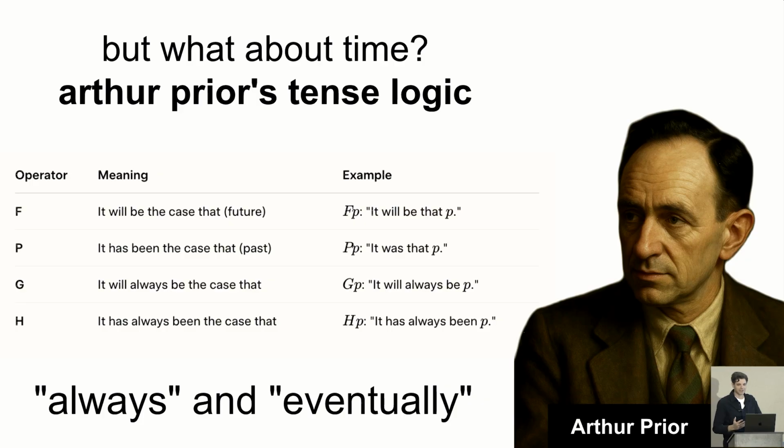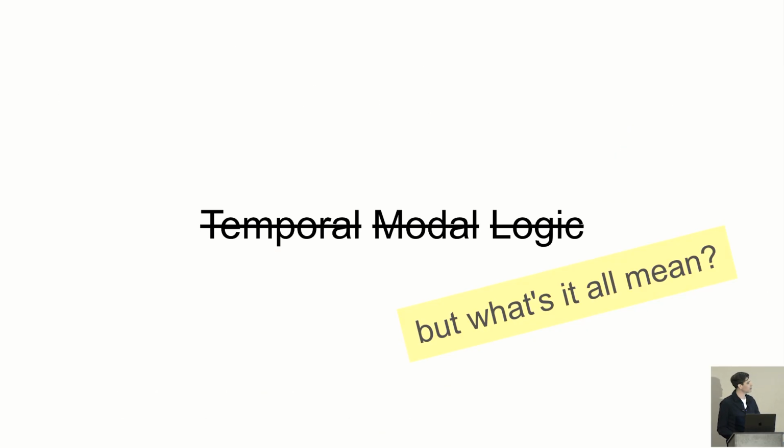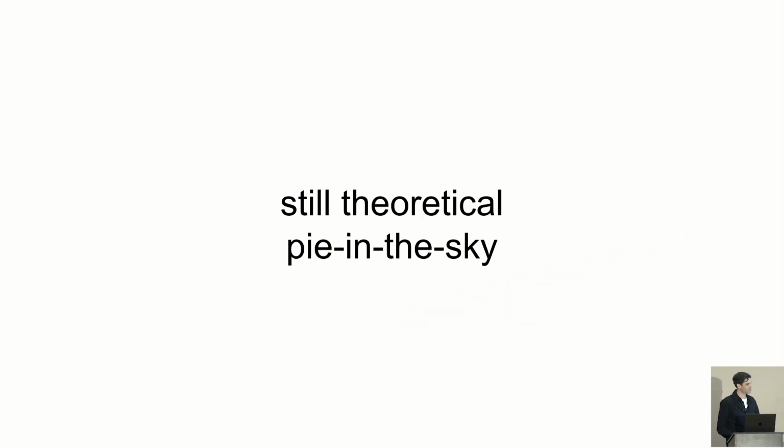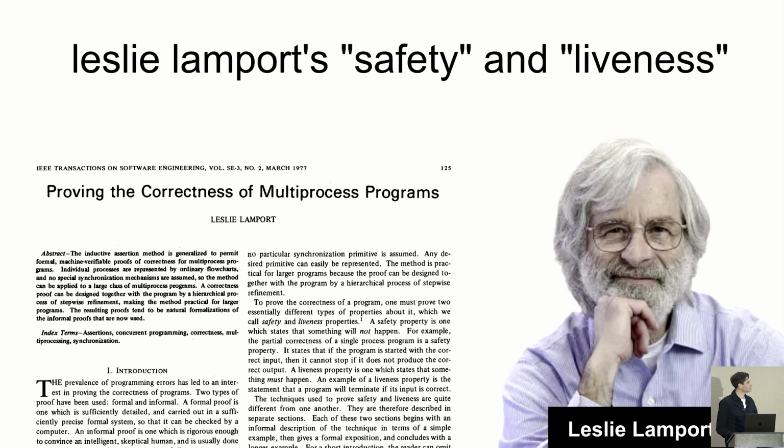Okay, well, what about time? Did anybody figure that out? Well, there was a guy named Arthur Prior, and he came up with this thing. And he realized that, well, sometimes you might be talking about what happens always in the future or eventually in the future, but you also might be talking about that backward looking. He wrote down extensive work, and I just want to make you aware of that. So, yeah, we do have some concept of temporal. But this is all still theoretical and pie in the sky, and who's ever going to use this?